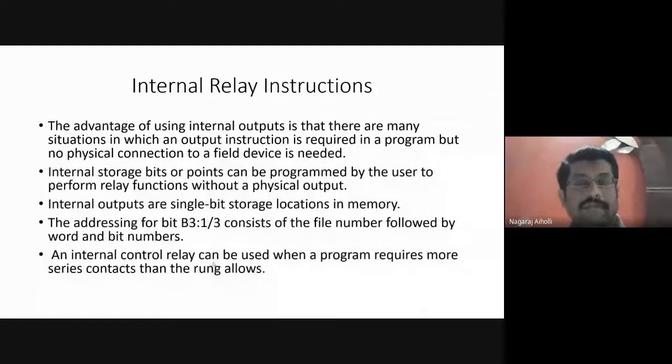So if the program requires more contacts to be used, suppose I have written a program and my program wants some more contacts, I am connecting some additional switches, additional inputs, extra inputs. So I want the contacts and instructions to be written for them. Under such a situation, the internal control relay or internal control bit is used.